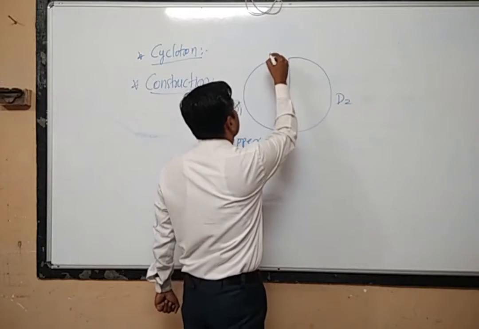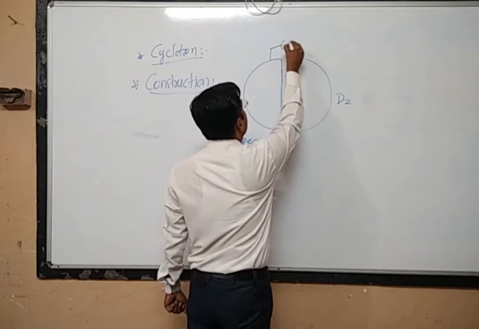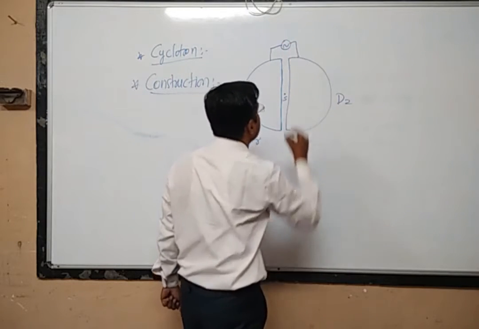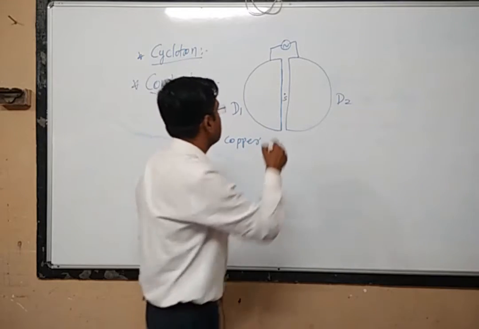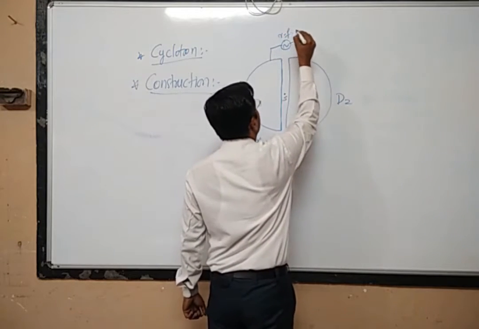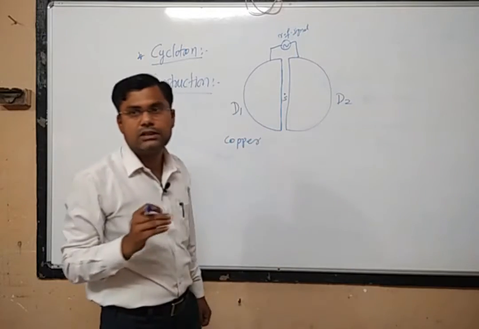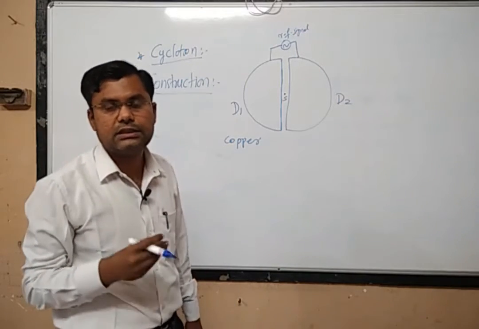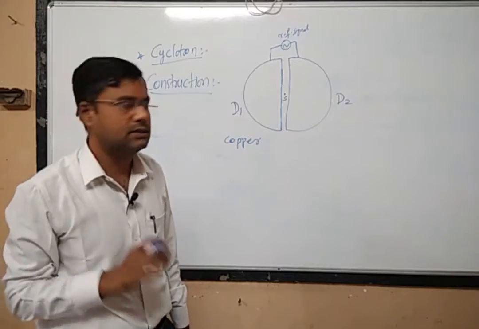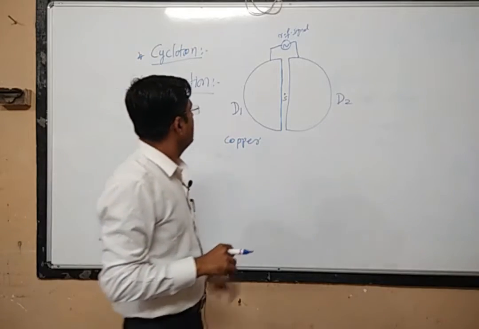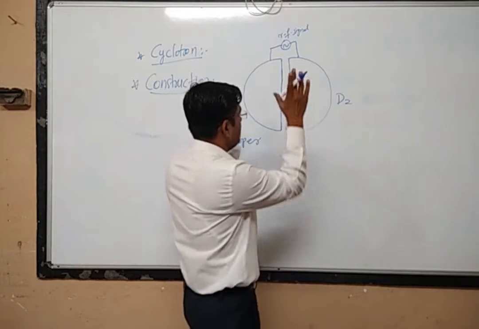Then these two D's will be connected to an RF signal generator, and I have already told you what an RF signal generator is. It will generate a voltage whose frequency is of the order of radio frequency, that is 10⁻³ to 10⁹ hertz. And again there will be the magnetic field.